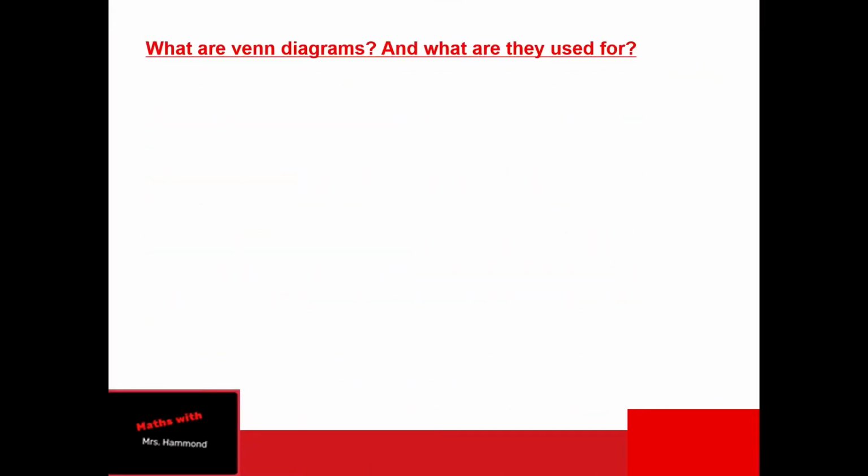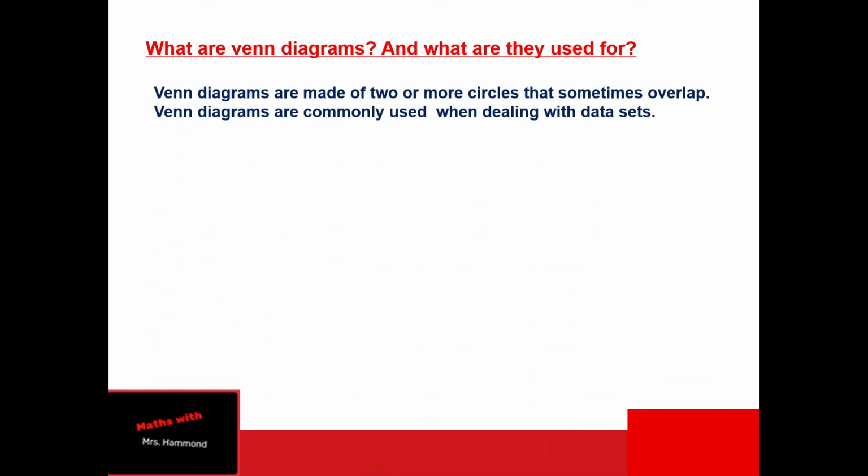Yes, we need to know the general concept of the Venn diagram. You surely would have come across the Venn diagram, and if you haven't, not to worry, we'll just have a quick look at what the Venn diagram entails. The Venn diagram is usually made up of two or more circles that sometimes overlap, and Venn diagrams are commonly used when dealing with data sets.